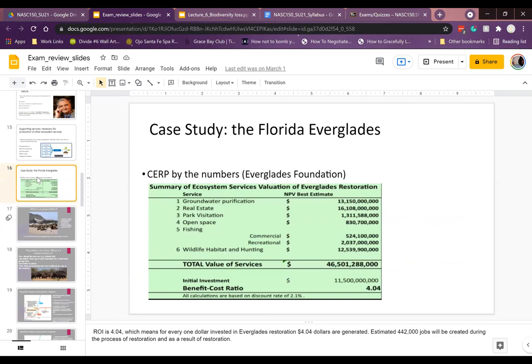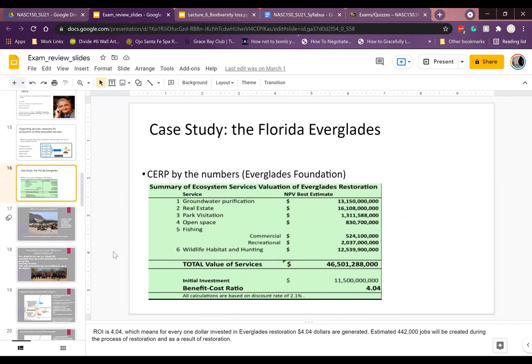There's a short answer question about the Florida Everglades and about this slide, about the return on investment, why it's so valuable to the Florida Everglades. Why is the Florida Everglades so valuable and why is restoring it a good idea? So just to let you know, there is a very valuable thing.